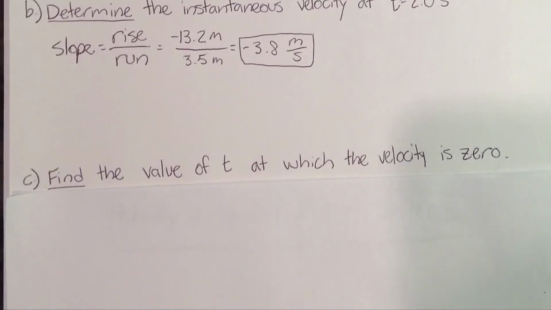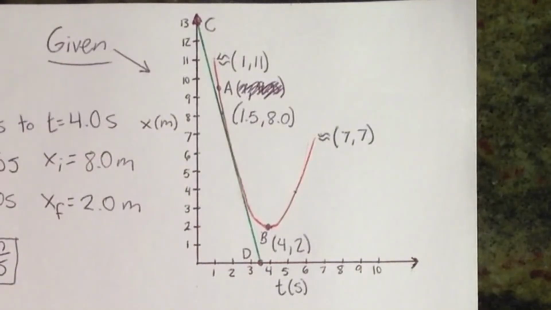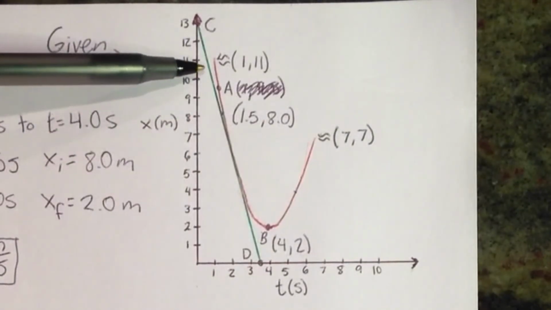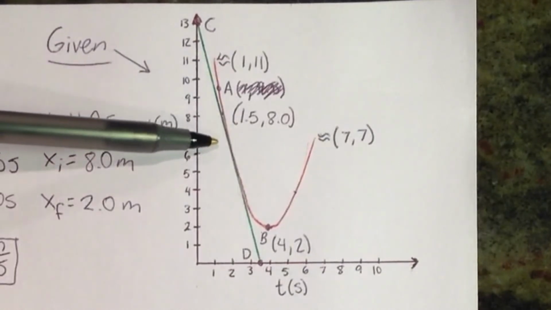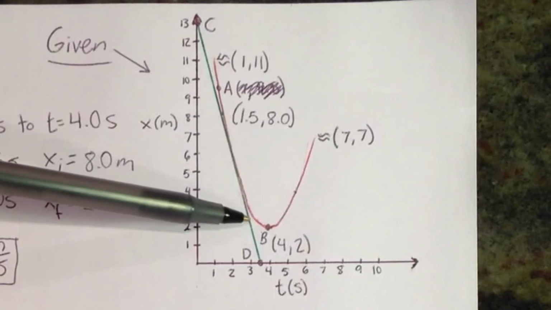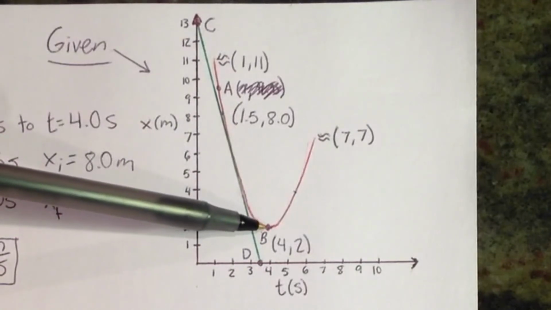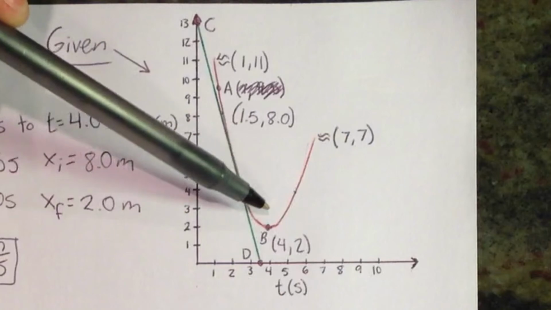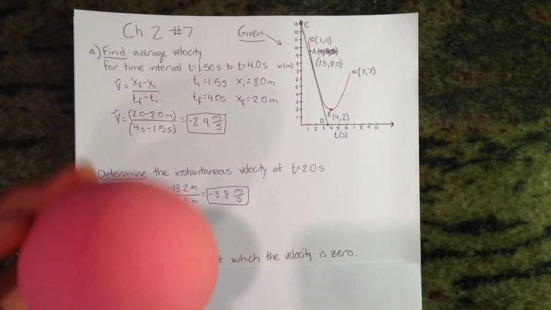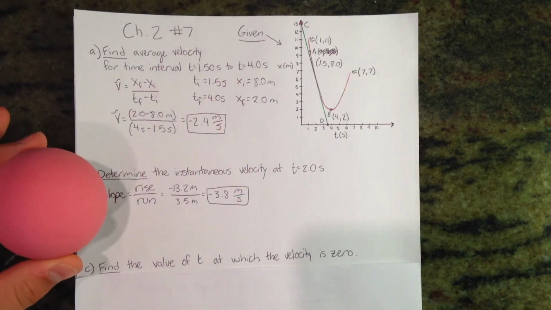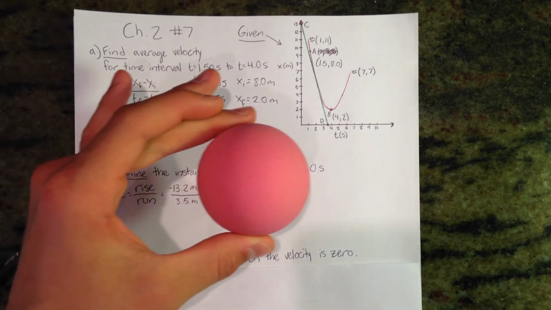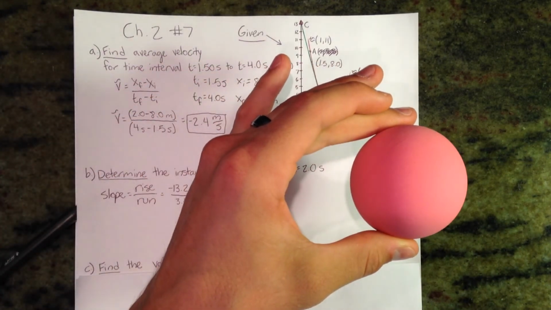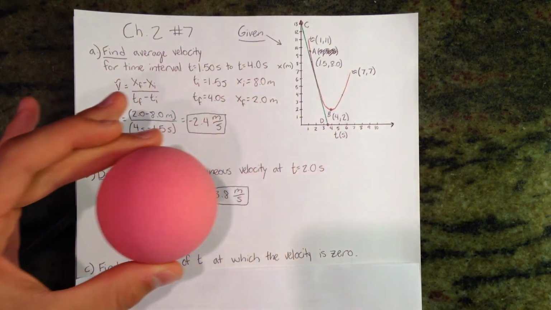Okay, part C asks at what value of t is the velocity 0. So we can look at this given graph, that it's starting at around 11, and then it's moving down to about 2 meters, and once it gets to 2 meters it's slowing down and stopping and going the other direction. So let's say this ball is the object. It starts at 11, goes down, and then stops at 2, and then goes back the other direction.